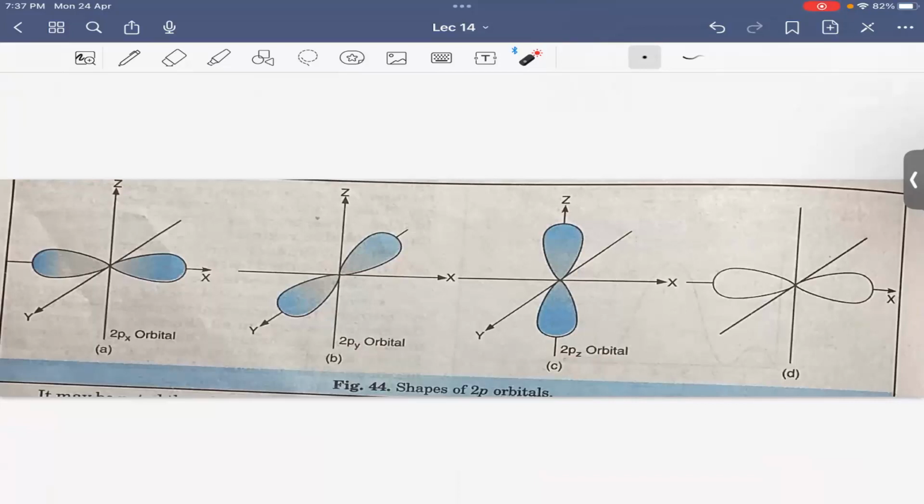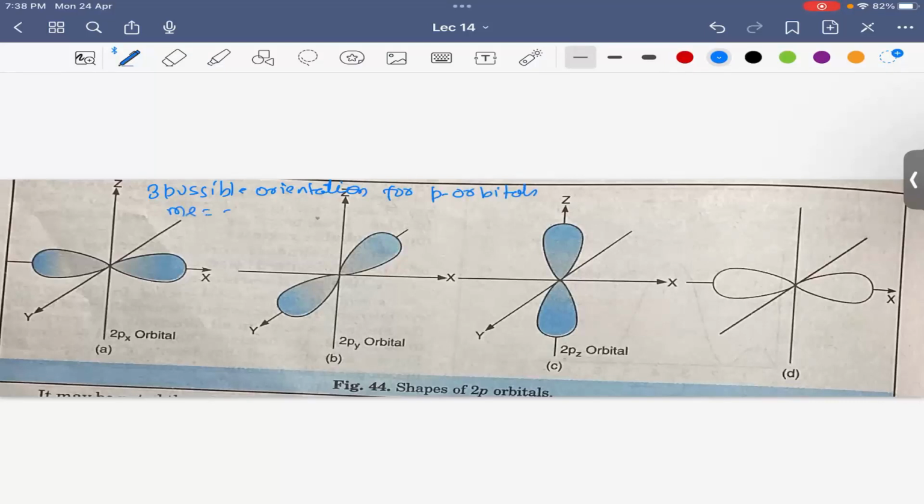For p orbitals, there are three possible orientations corresponding to ml equal to -1, 0, and 1, right?